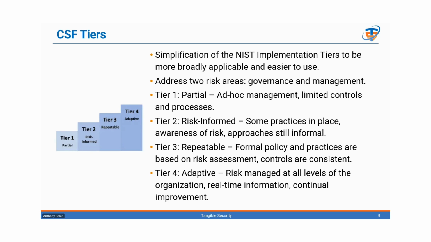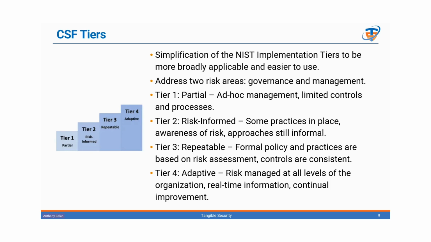And so we have the same 4 tiers that we did previously. It goes from partial all the way up to adaptive. And just to briefly describe these for those who may be less familiar, at a partial level, management is generally ad hoc. There's limited controls and processes in place. An organization that's just getting started that doesn't really have a security program is probably going to be at this level. At tier 2, we have risk informed, where some practices may be in place.